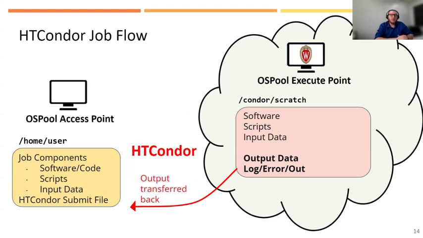Now, an important note about this setup is that the files on the access point are not directly accessible by the execute point. So you may be logging in to submit your jobs from a server that's based in Chicago, but your actual calculation may be executing on a server out in San Diego, or New York, or Montana, or somewhere else. That's a completely separate server, and any files it needs to function need to be explicitly transferred by HTCondor.